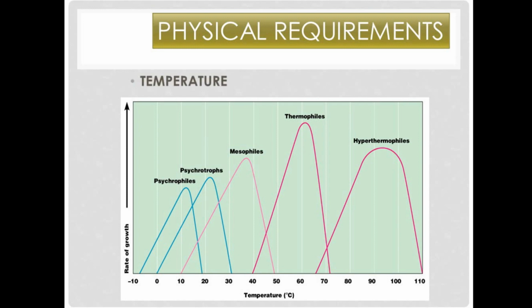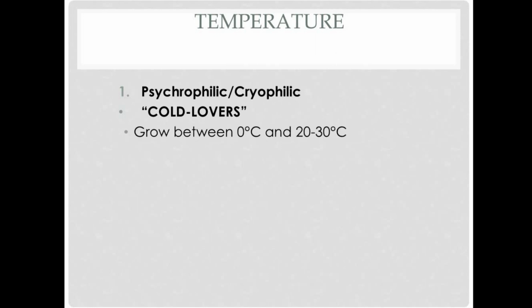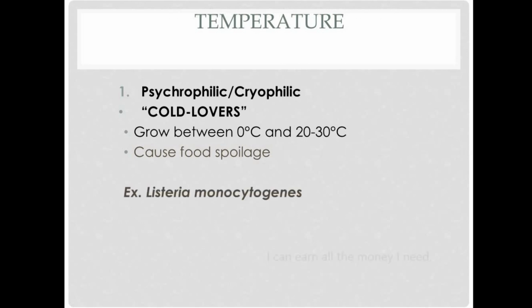So let's learn some organisms. What is a typical organism that lives in this temperature? The psychrophilic or the cryophilic organisms, they are the cold-loving organisms. They grow between 0 degrees Celsius and 20 to 30 degrees Celsius. They are the primary causative agent of food spoilage. An example of this is Listeria monocytogenes. So these are a typical example of psychrophilic or cryophilic organisms. They are cold lovers.